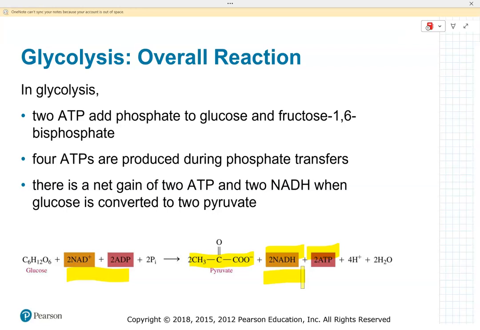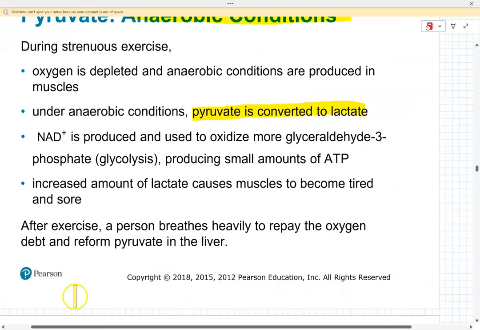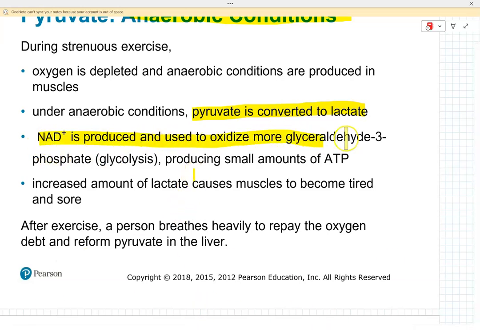NADH is a full taxi. It's a taxi with passengers. Passengers are hydrogen and electrons, right? NAD+ is the empty cab. You follow? Now up to that point, everything's right. Everything is right. But strenuous exercise.